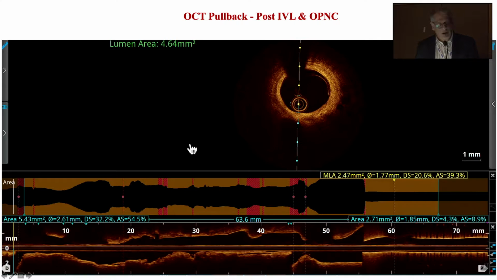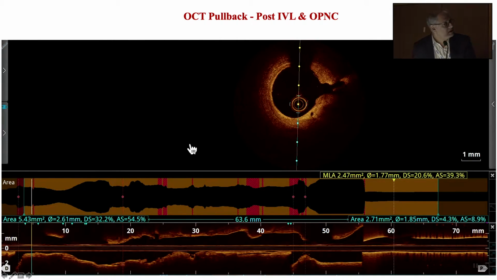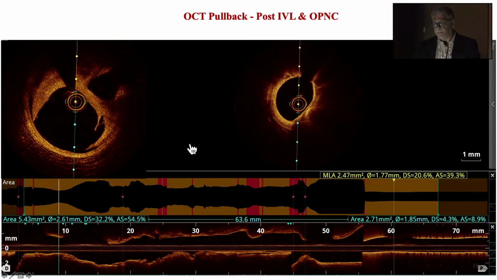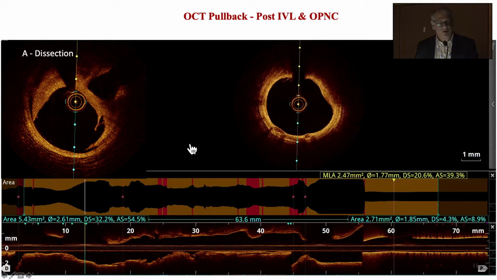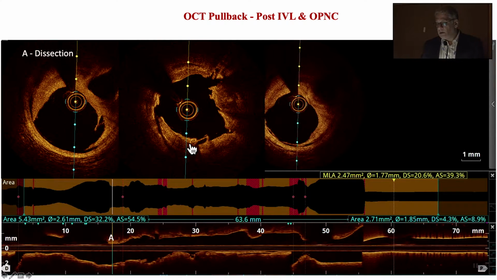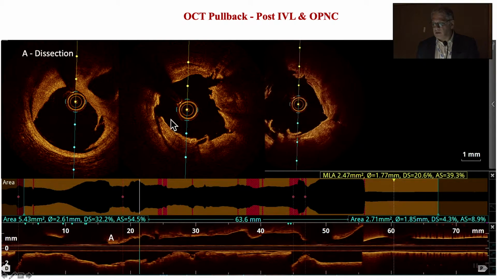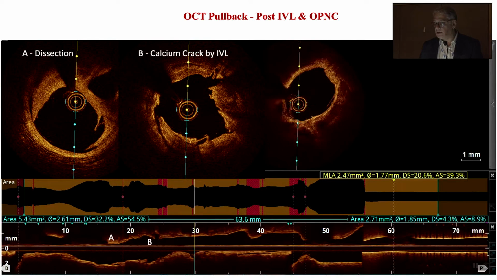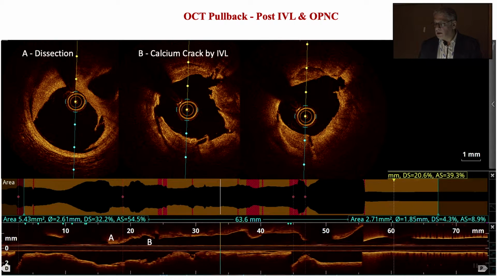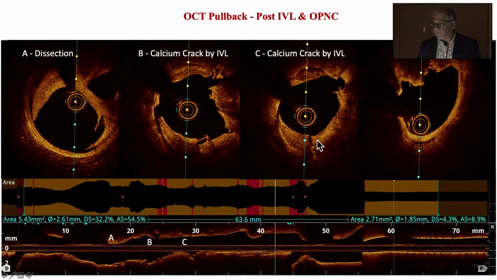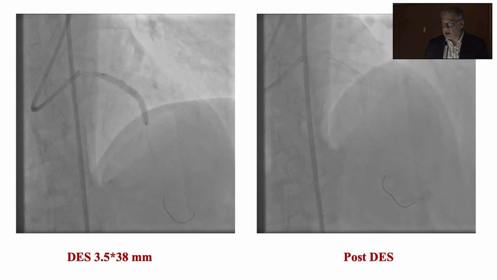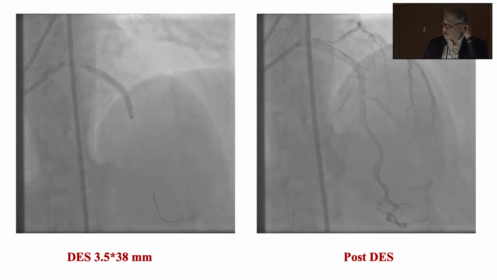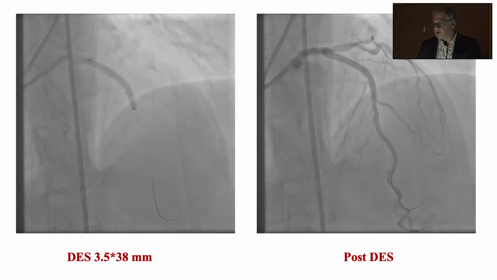Once we did that, we repeated the OCT to look at how much we had modified the plaque. So dissection, which is good. And you see here, there are a lot of cracks in the calcium. This will ensure that the vessel becomes more compliant. More cracks, and you see this nice little crack here as well. And cracks here. Following that, I went ahead and stented this vessel with a 3.5 by 38 stent.